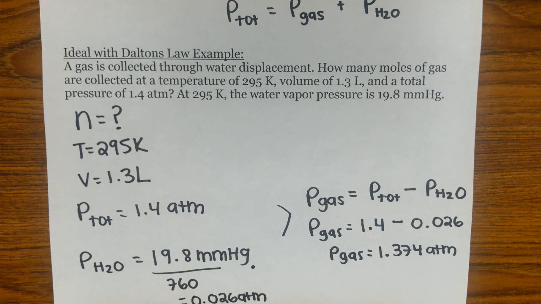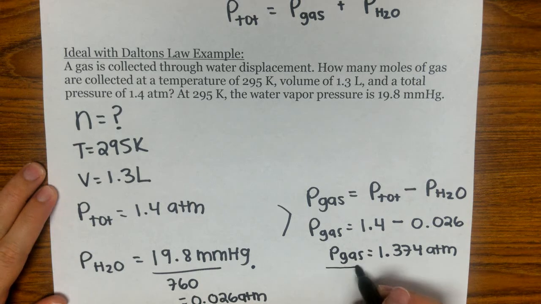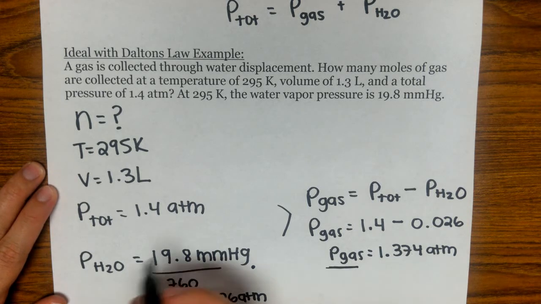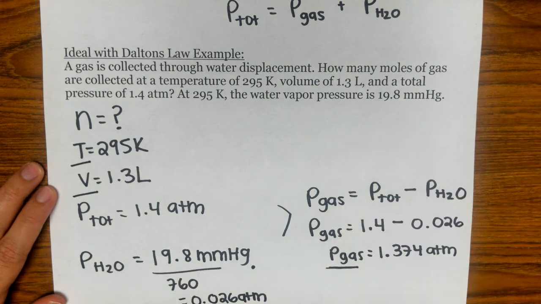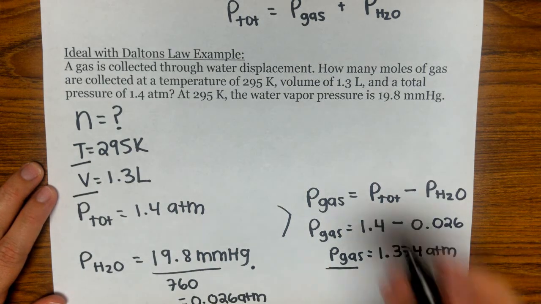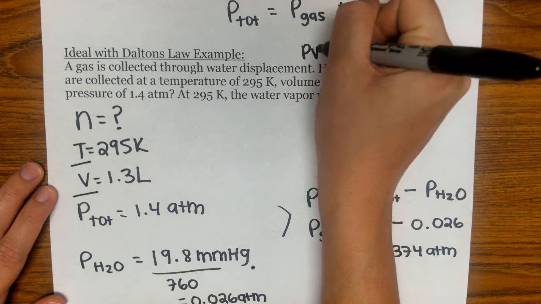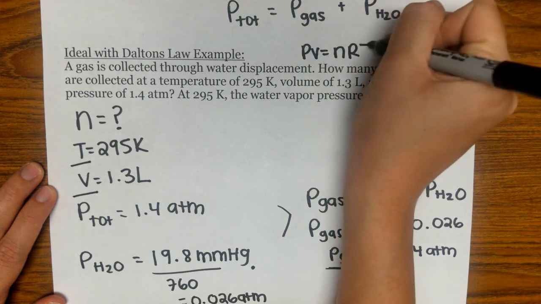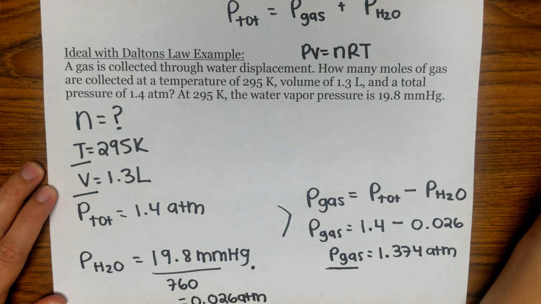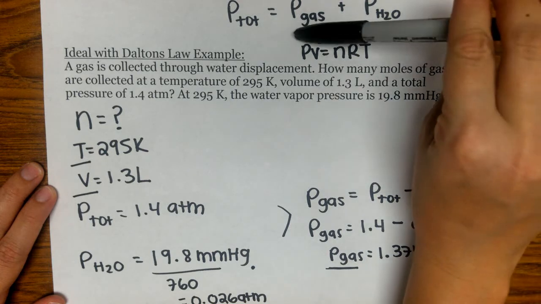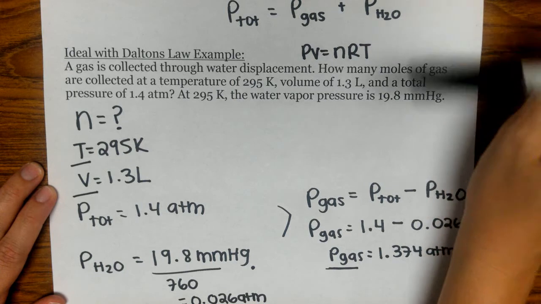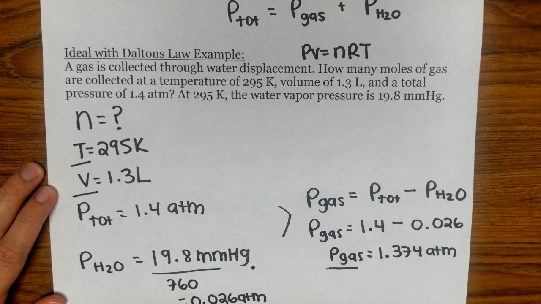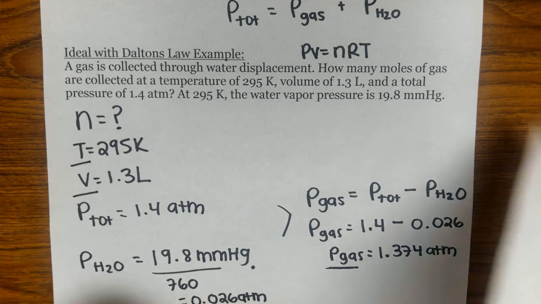Okay. Now, let's look back at what we have. We have the pressure we want to use, 1.374 atm. We have volume. We have T. We want to find n. P, V, T, n, this is the ideal gas law: PV equals nRT. We're looking for n. We have pressure, we have volume, we know R, and we know T. So we can now plug in these variables to solve for n.